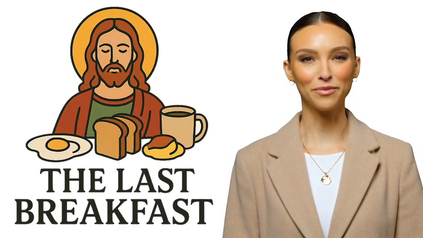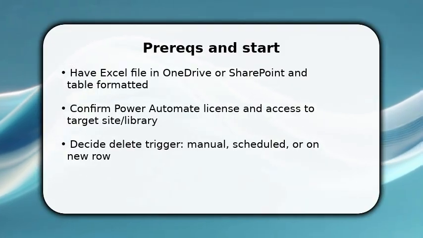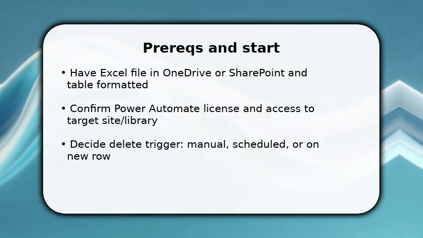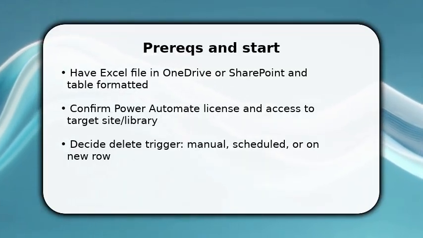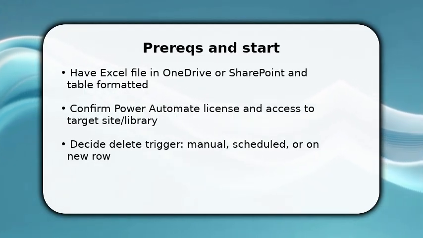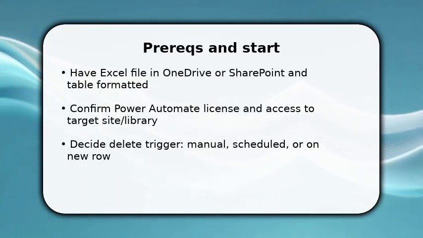Please enjoy the video. You begin by making sure the Excel workbook is in OneDrive or SharePoint and that the data is a proper table. Once done, open Power Automate and create a new flow with your chosen trigger: manual, recurrence, or when a row is added. Next, add the Excel Online action to list rows present in the table.